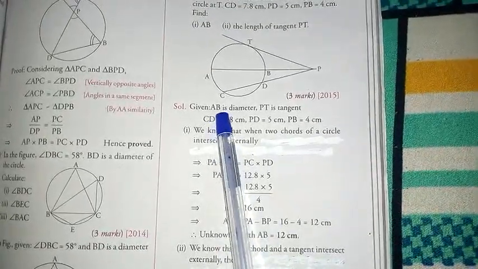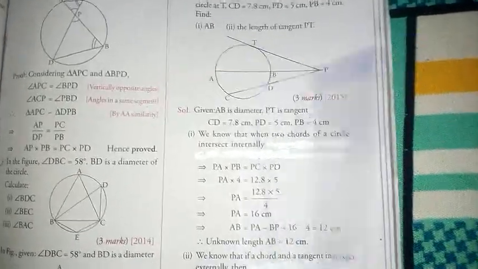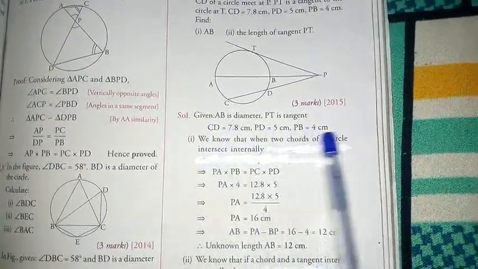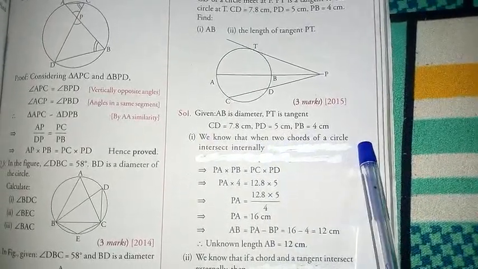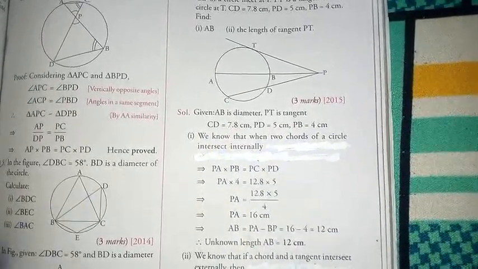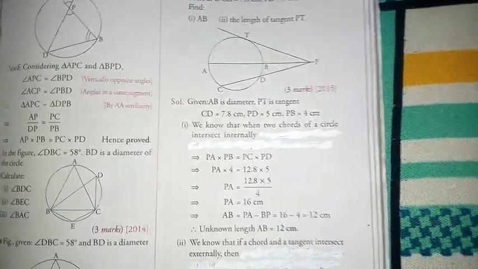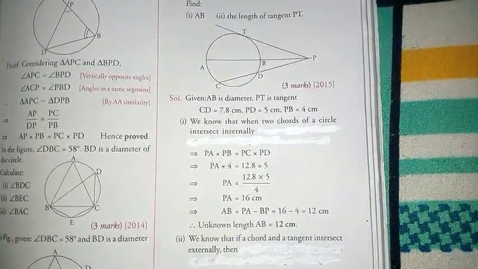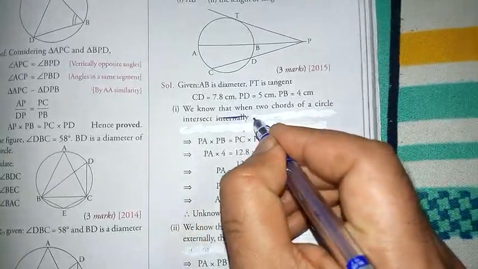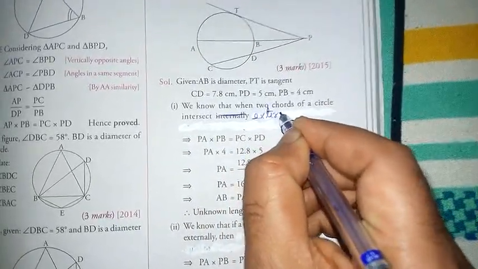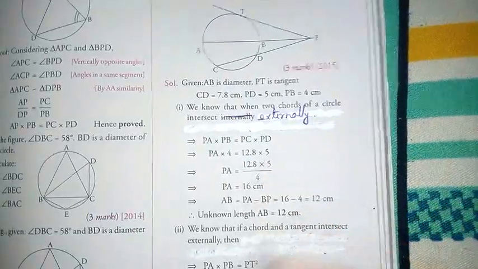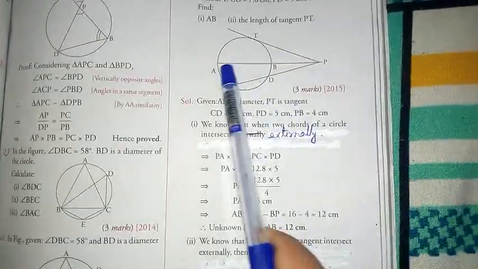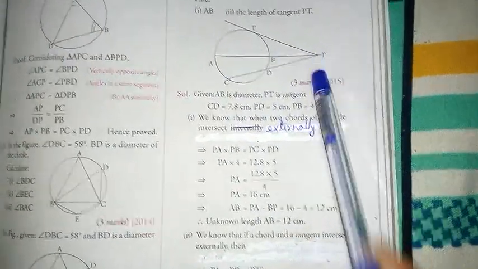So you can see here AB is diameter and PT is tangent. You all know that is already given in the question also. So we know that when the two chords of a circle intersect internally, I want to make one correction here. Actually these two chords are not meeting internally, but it is meeting externally. So here it will be externally. One small correction here, because it is not meeting internally but it is meeting externally. How? You can just see here, both the chords go outside and meet at this point, so it is externally.